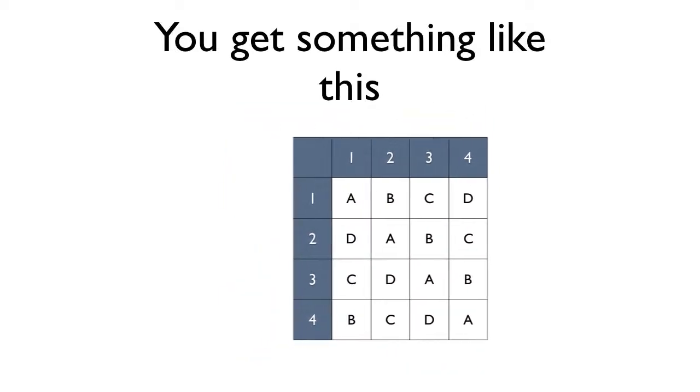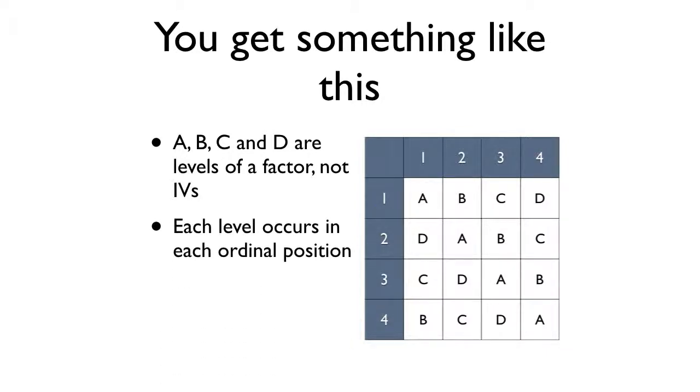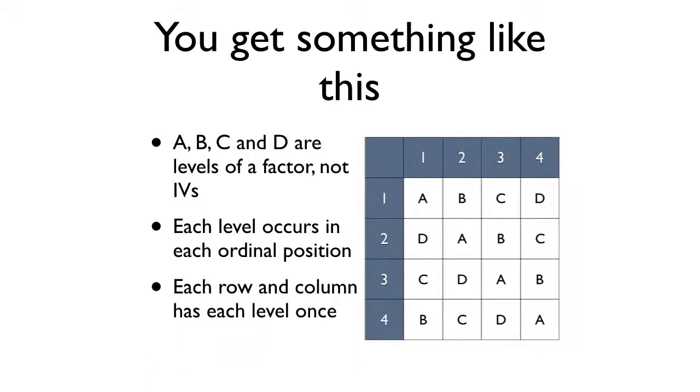So these are levels of a factor of an independent variable. They're not different independent variables. Each level occurs in each ordinal position. In other words, each row and each column has each level once.